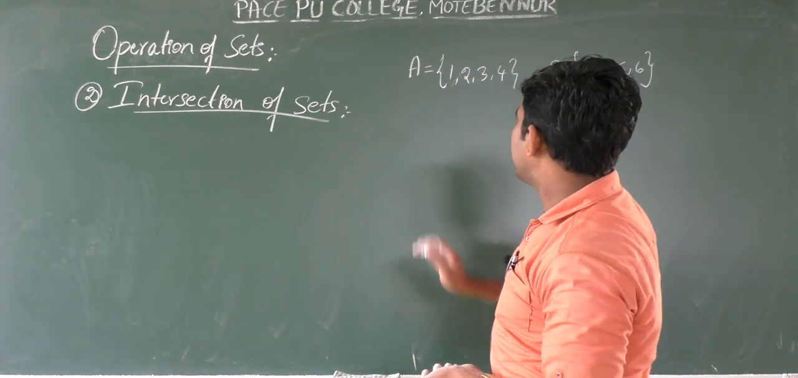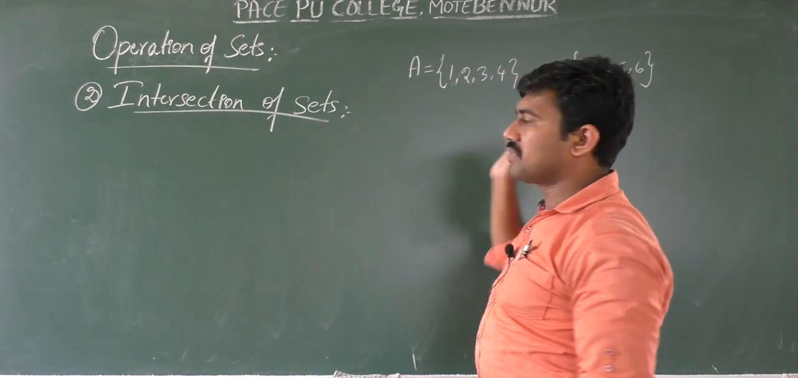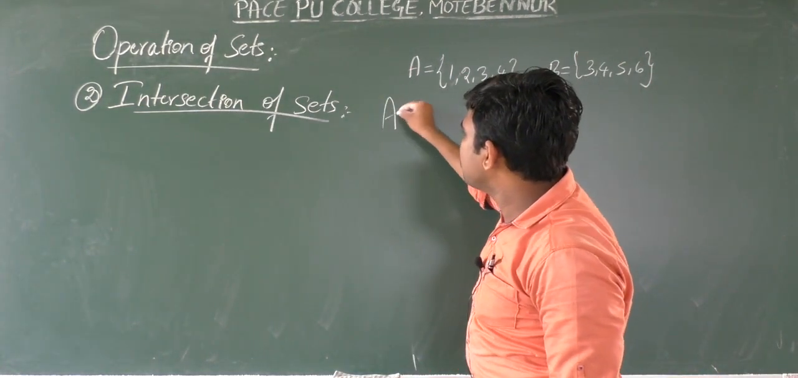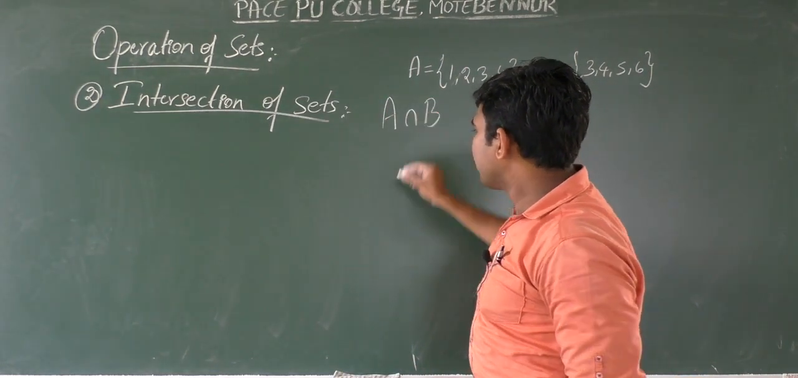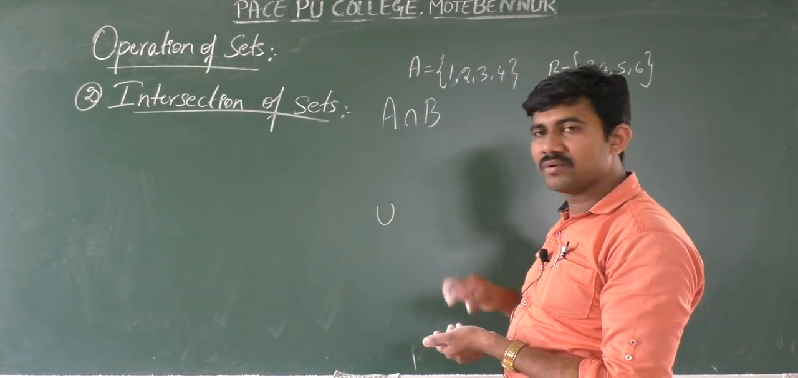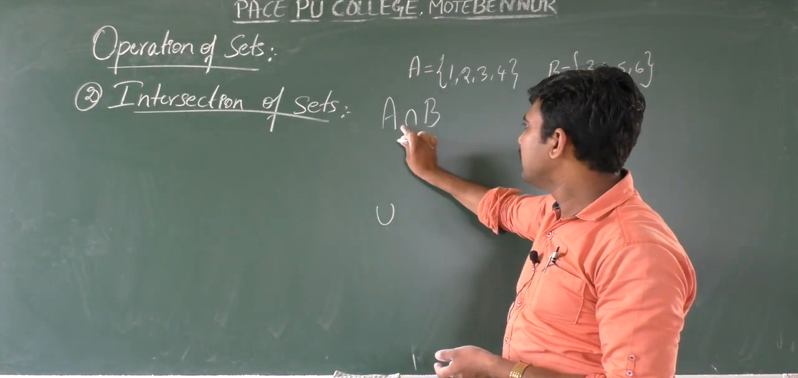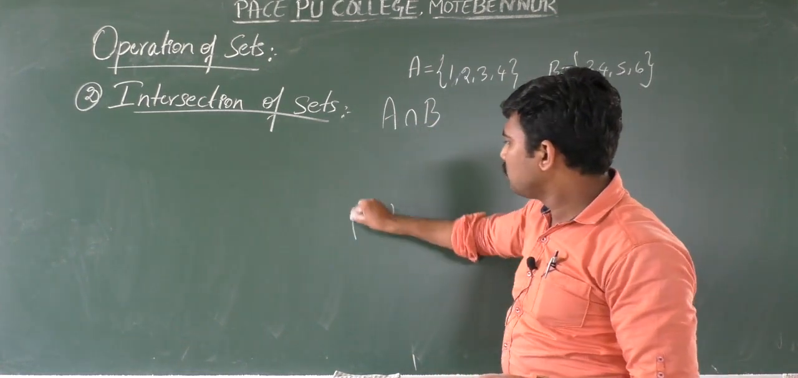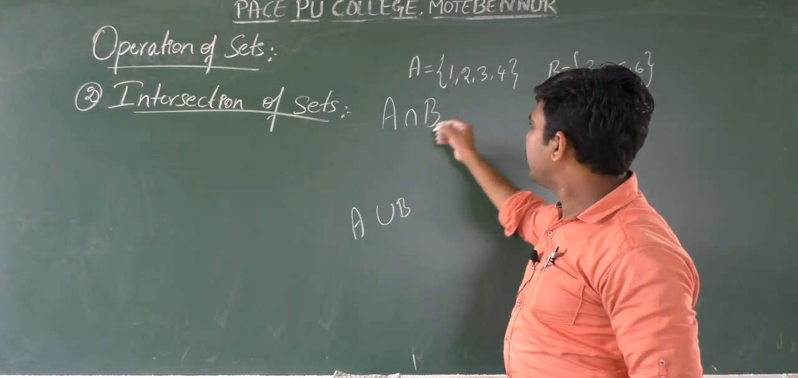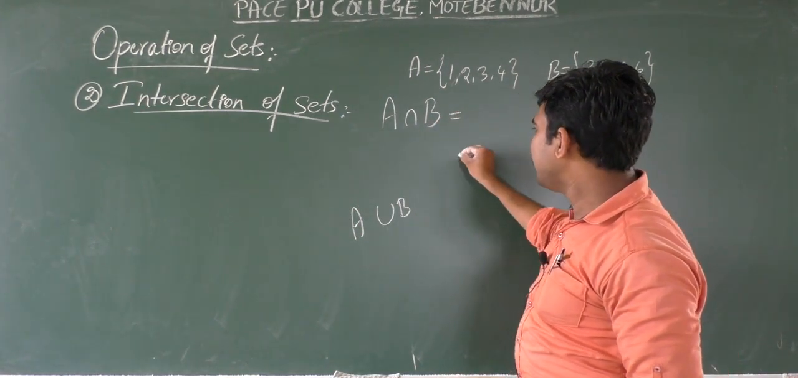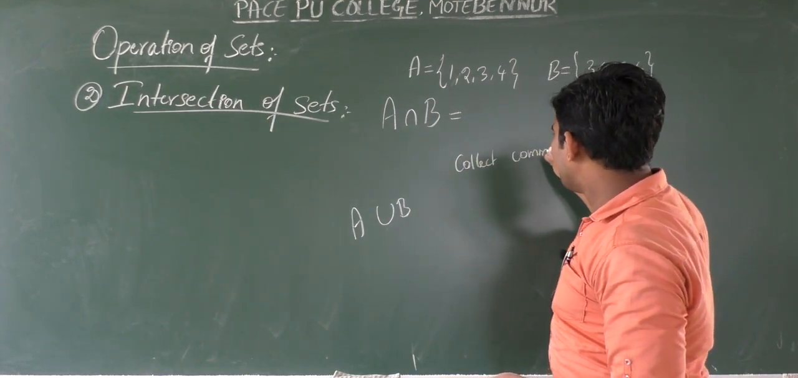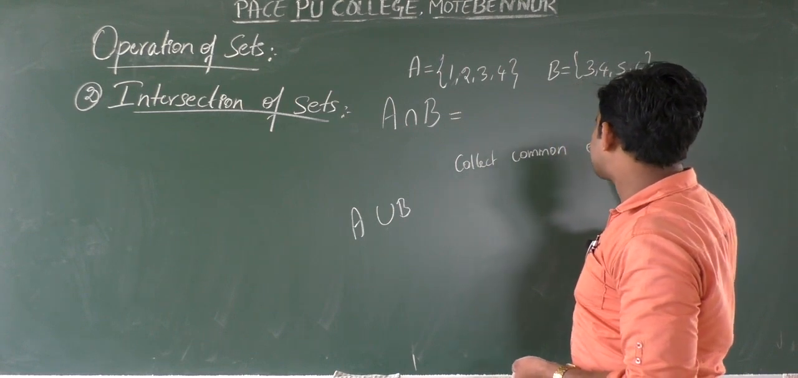Now, you have two sets A and B. The intersection of A and B is denoted by a symbol like this. You have to reverse the union symbol, it's the reverse of that. That is nothing but intersection. So this is A union B, and this one is A intersection B. And here we need to collect the common elements.